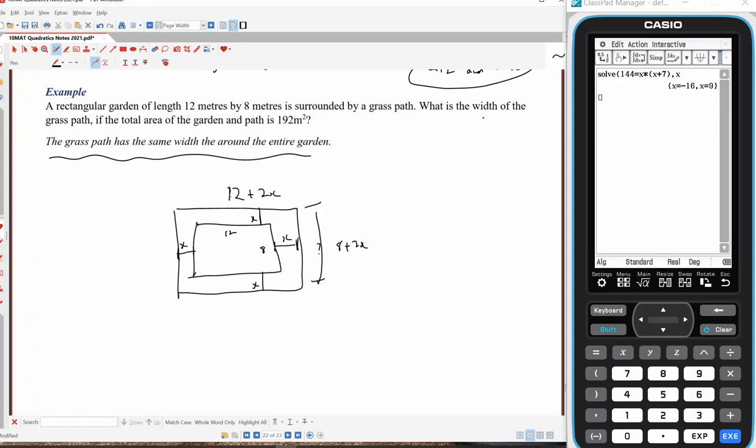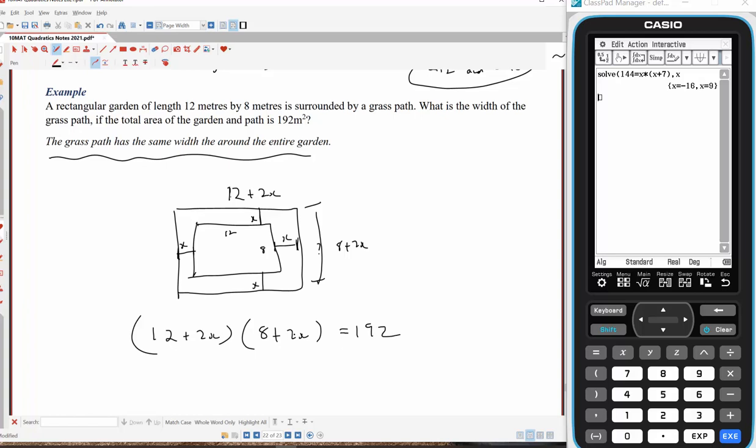Alright, so what is the width of the grass path if the total area of the garden and path is going to be 192? Okay, so what we need to do is solve this for x. We're going to say that 12 plus 2x, multiplied by 8 plus 2x, is equal to 192.